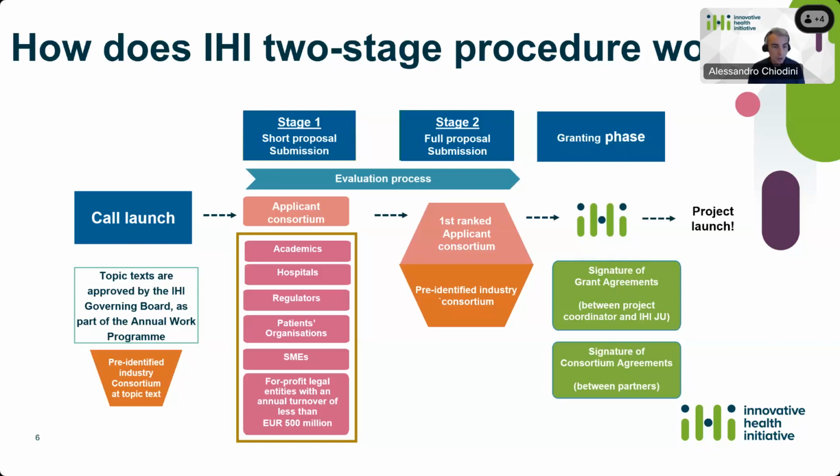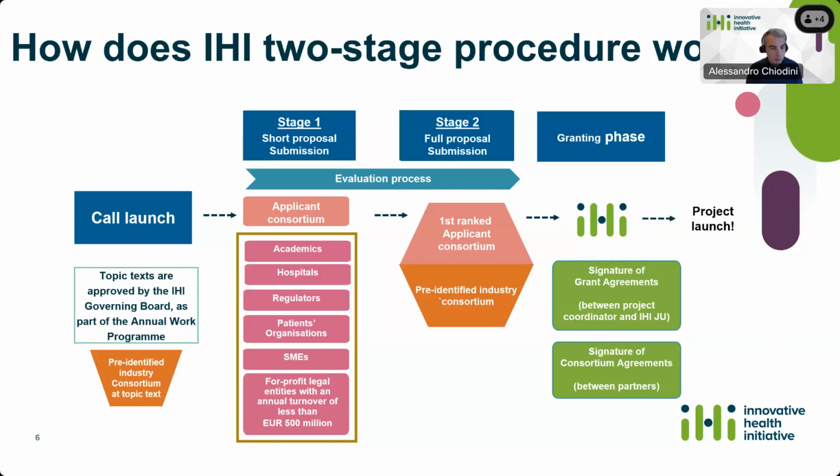Now, if you focus on the first part of this picture, stage one is a short proposal submission, and then we dig into the specificity of what the short means. There is an applicant consortium, which is composed, as we said before, by academics, hospitals, regulatory agencies, patient organizations, SMEs, and for-profit entities with an annual turnover less than 500 million. These are the eligible participants that can apply.